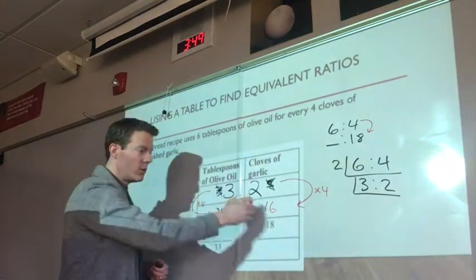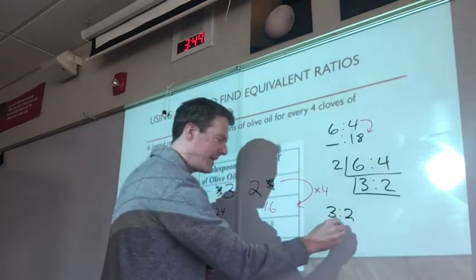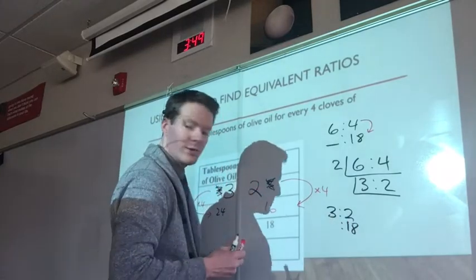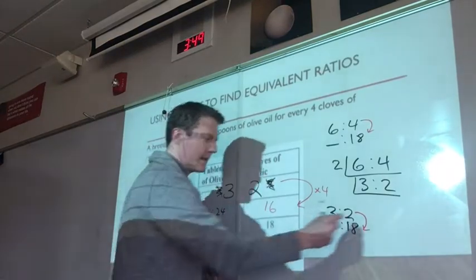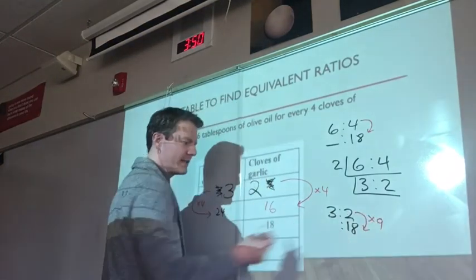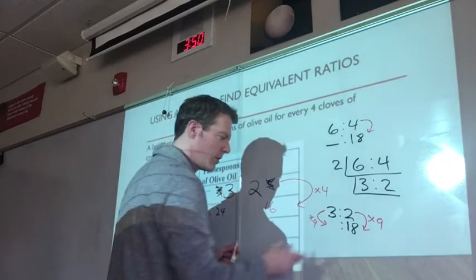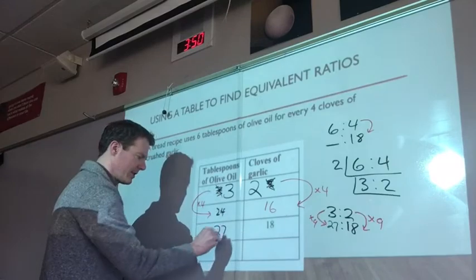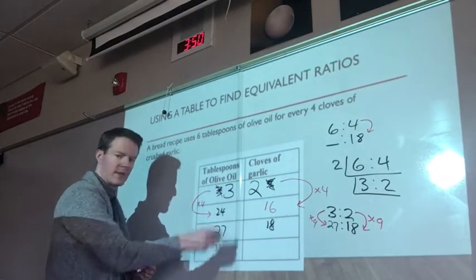Because now I'm working off a 3 to 2 ratio, I'm trying to get to 18. And it goes in, right? 2 goes into 18 9 times, because 2 times 9 is 18. So I need to do times 9. I need to do 3 times 9, which is 27. So that's what this box is going to be. This is going to be a 27 to 18. And I was missing that 27.